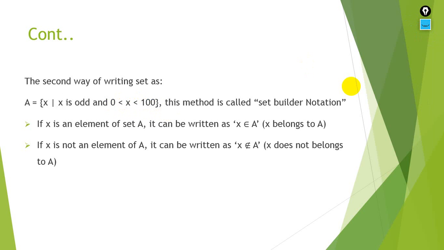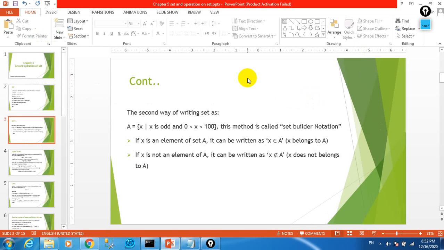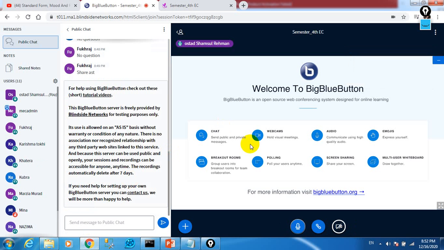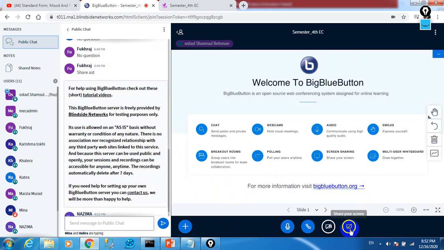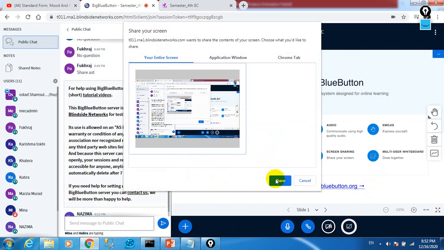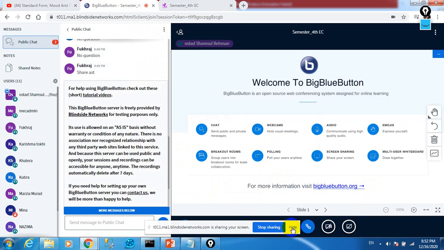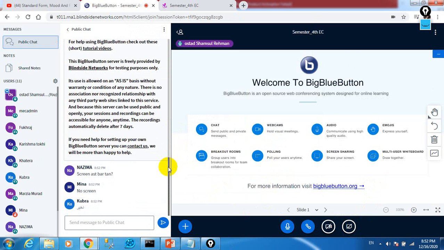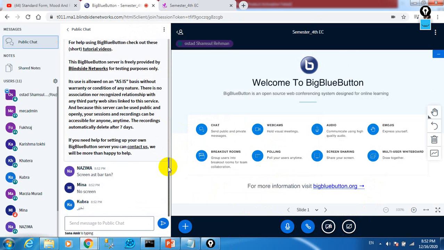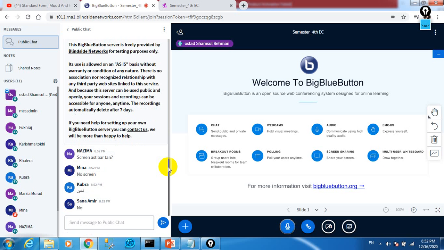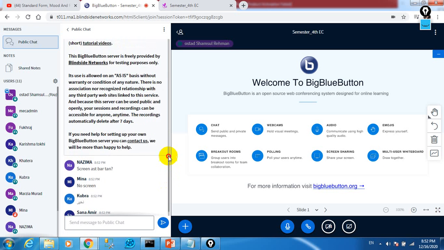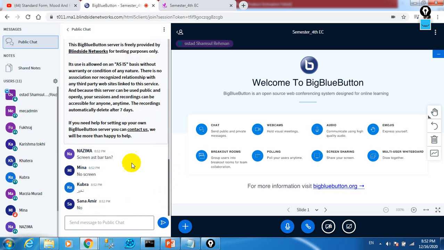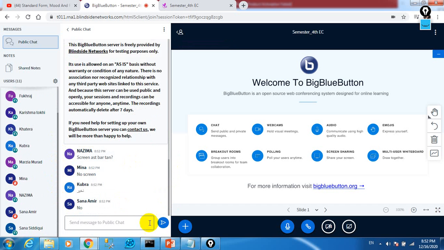What happened? I think the screen sharing has been stopped. Okay, no screen. Just wait, I'm sharing it again. The internet.